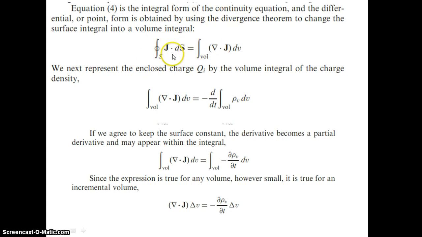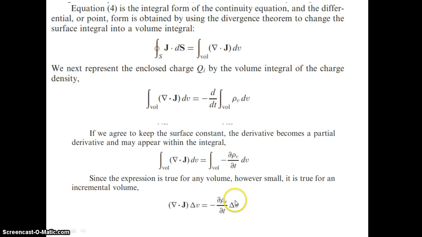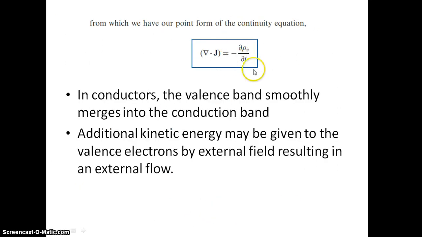What is the divergence theorem when you apply it to the integral of J dot ds? It gives the volume integral of del dot J dv. So del dot J dv equals minus d by dt of the volume integral of rho v dv, because of minus dq by dt from the continuity equation, the rate of decrease of charge. Since dq is rho v dv for volume charge, and the volume is constant, we can replace this with partial derivatives: minus dou rho v by dou t dv. Taking the integrand on both sides, we have del dot J equals minus dou rho v by dou t.